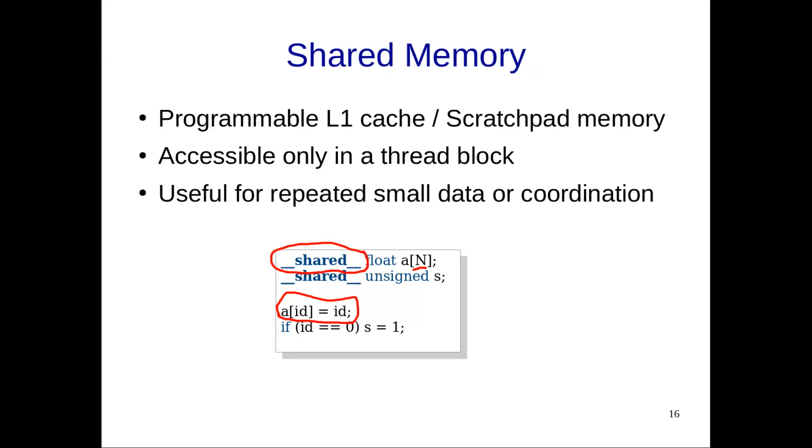And it also means that if I write from one thread, the other thread will have access to it within a thread block. In a similar manner, I can declare a single scalar variable s, and I can say that if my id is 0, then s equals 1. Okay. The question now is, what should this id be?